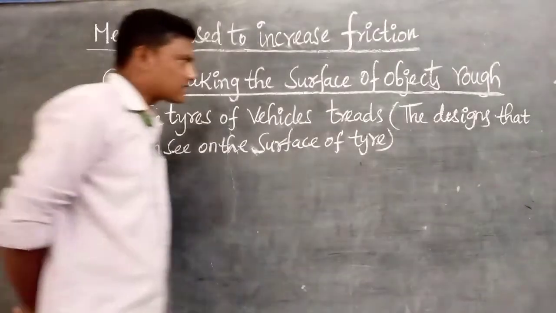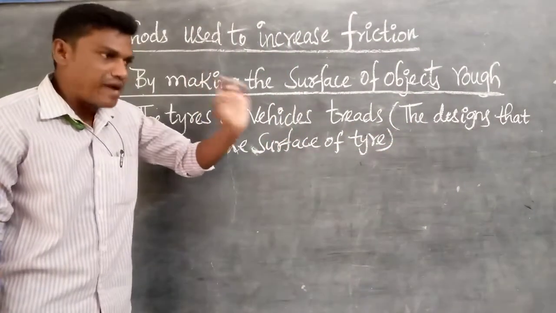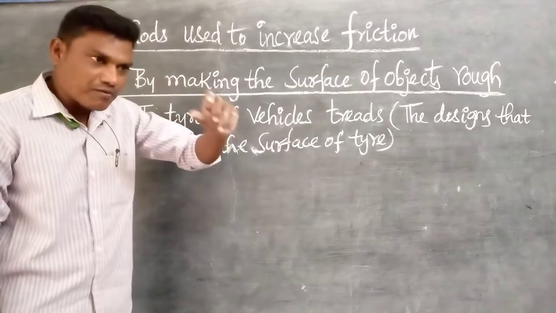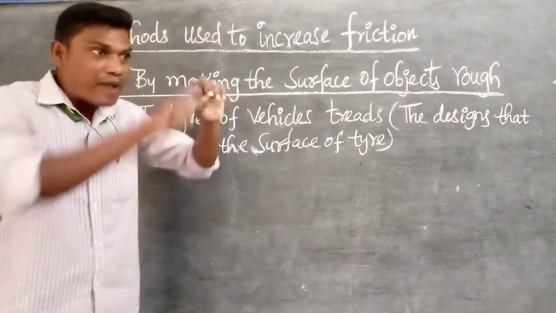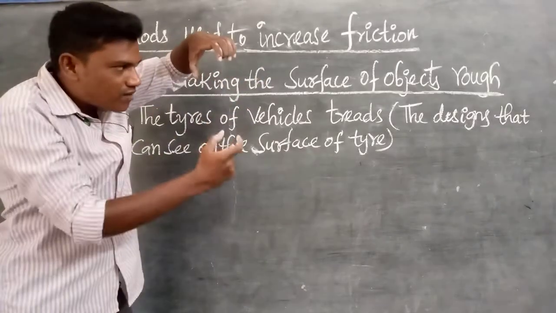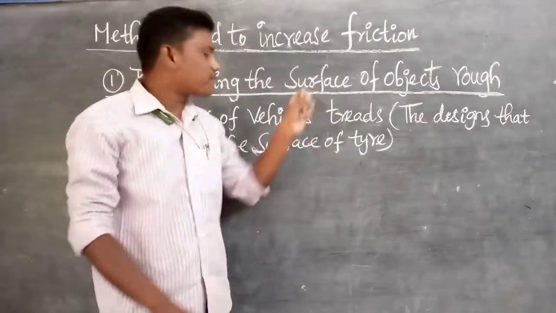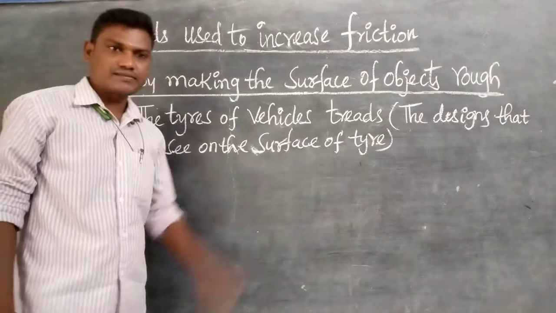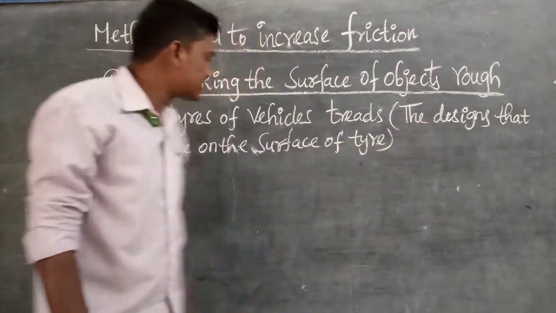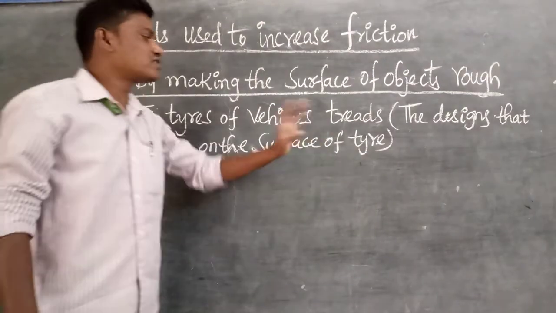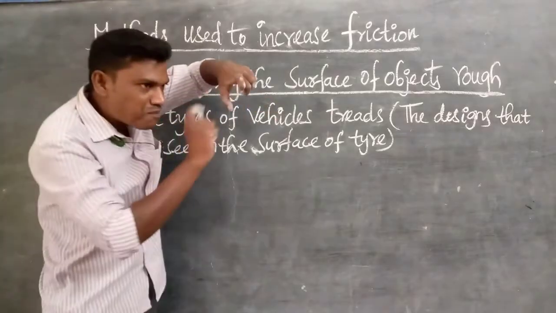What is the meaning of that one? It means if you observe bike tires, bicycle tires, and a lorry or a truck or bus tires, their pattern means this. On the surface of the vehicle tires, you are observing different patterns. That pattern is called treads. So the tires of vehicle treads is nothing but the designs that can be seen on the surface of the tire. So why are they using different patterns?